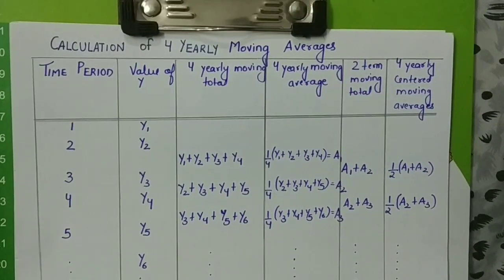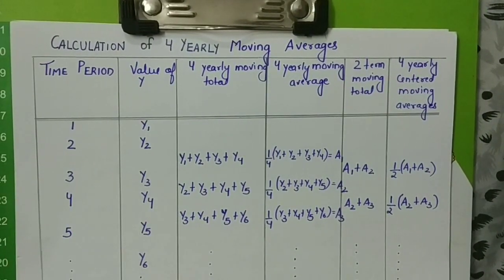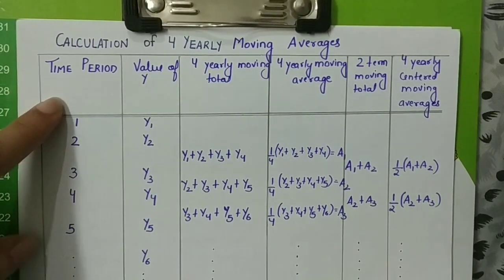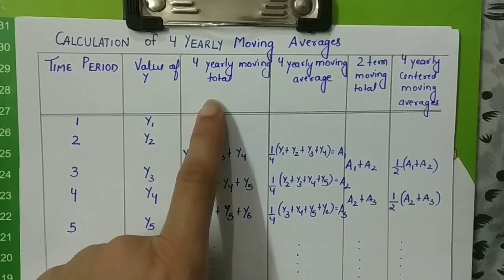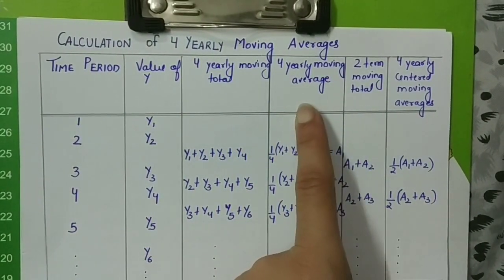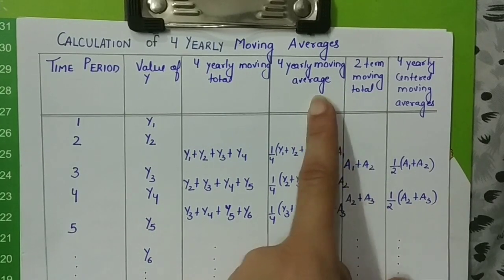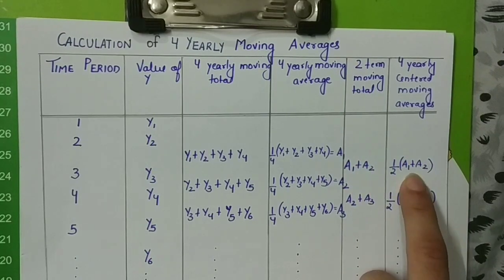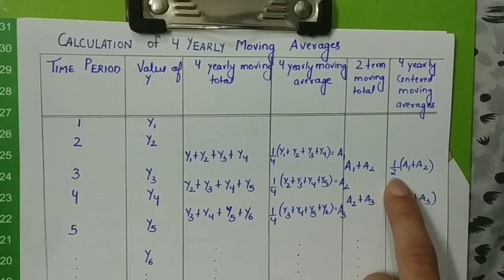Here I have taken the time period of 4-year moving averages. So there are basically 6 columns. One is time period, the second one is value, the third one is the 4-yearly moving total, the fourth one is the 4-yearly moving average, and then from this average I will take 2 averages at a time and total them, and then I'll center it by dividing it by 2.